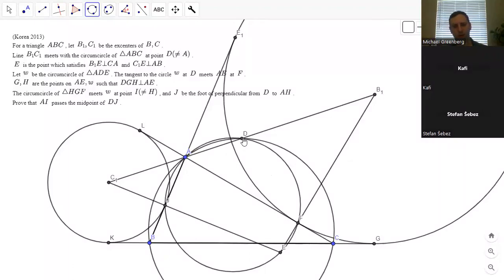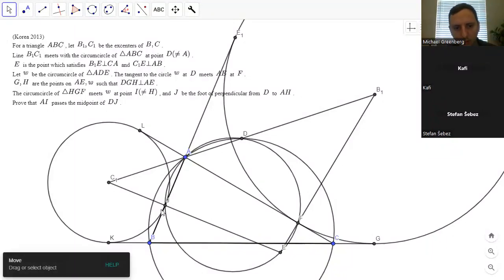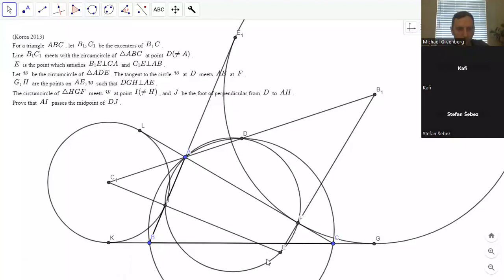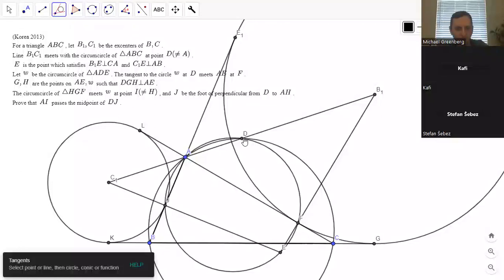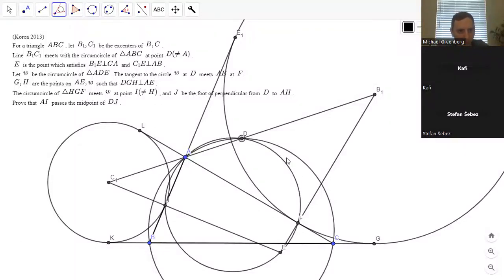Okay, do you know if JEF exists? Do we know if what exists? Oh yeah, okay. Yeah, this part. Okay. So then we draw the tangent at D. But to which circle? The tangent to omega. What? Okay, so it's the tangent to the smaller one at D, and it meets AE at F.